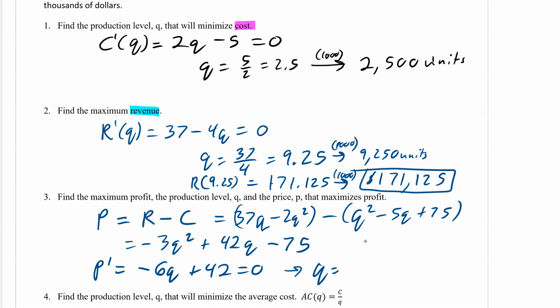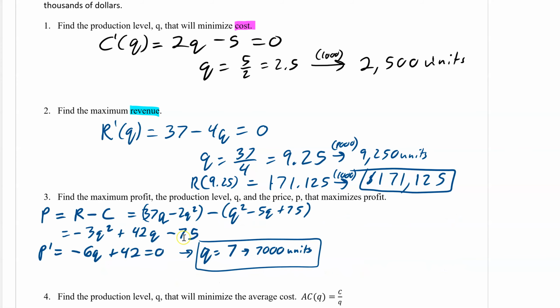This means that q is equal to 7. And so that would become 7,000 units. And now we need the maximum profit. So we're going to plug this in. I always say plug in the original, and that way if you made a mistake simplifying, nothing will work out for you.